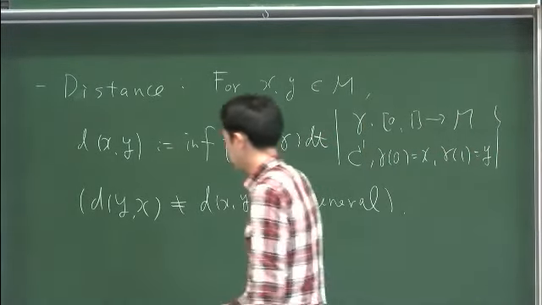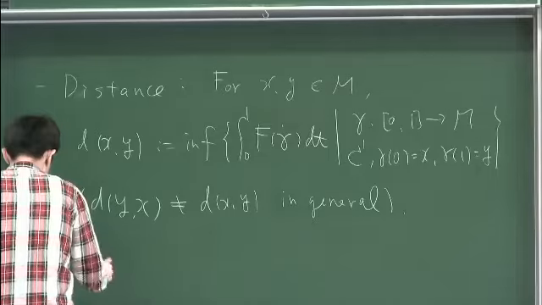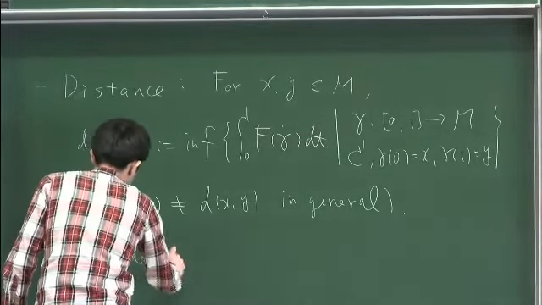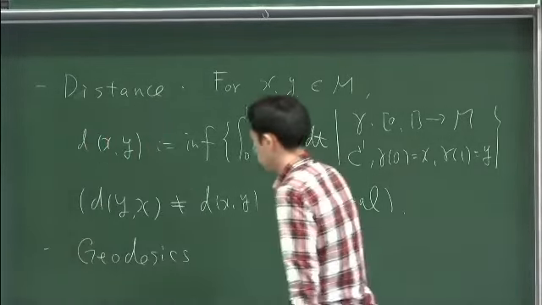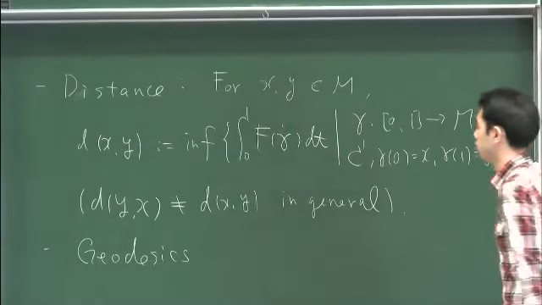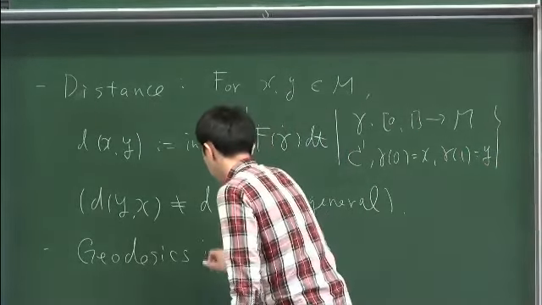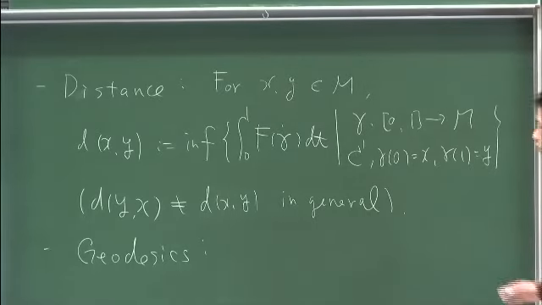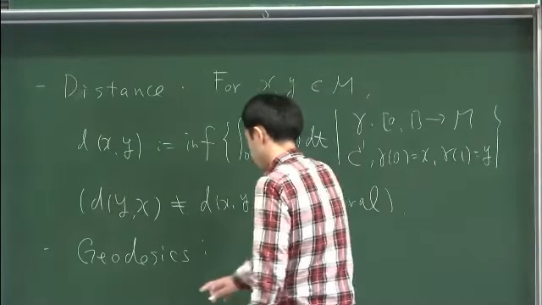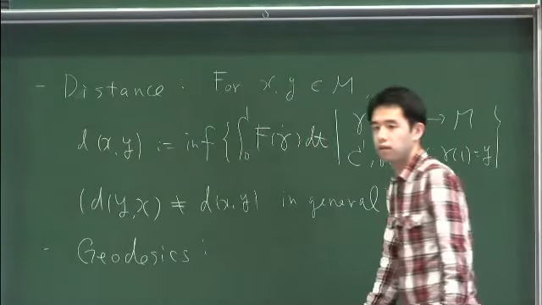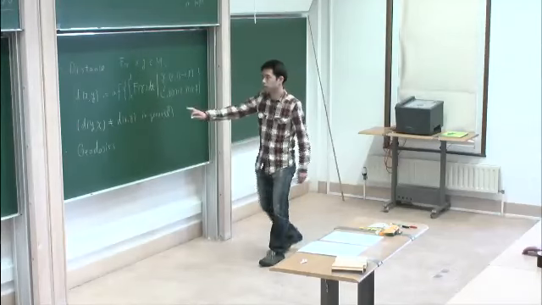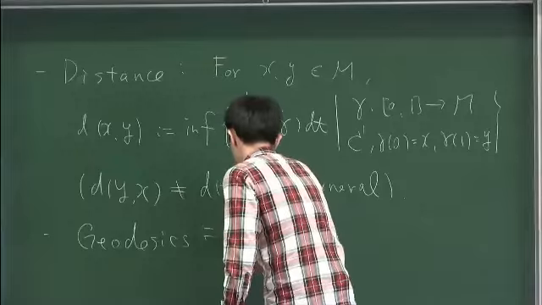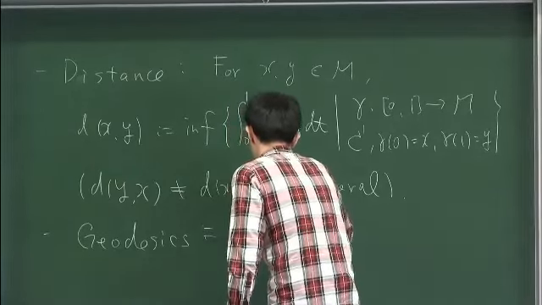And then, with this distance structure we can consider geodesics in the sense of metric geometry. Of course, we can also consider the geodesic equation in coordinates, but finally this differential geometric definition coincides with the metric geometric definition. So geodesics are just locally distance minimizing curves.